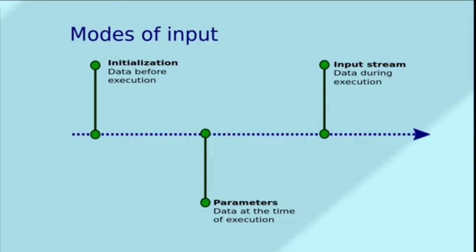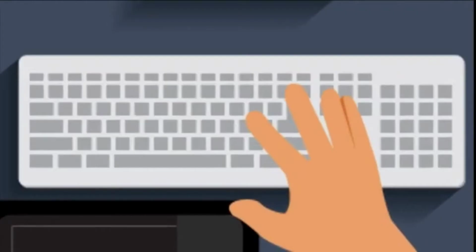Last one is input stream, which provides data to a program during execution of a program. Stream refers to the flow of data. Input stream means the data is coming through input devices like keyboard. Let's see how these concepts are actually applied to Java codes. Now let's take a look at the three input modes one by one.